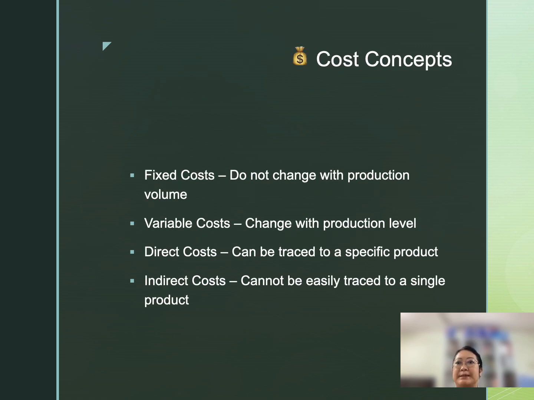Let's begin with some basic cost concepts. Fixed costs are costs that don't change no matter how much you produce, such as rental or insurance. Variable costs, on the other hand, increase or decrease based on the activity volume, such as raw material purchase. Direct costs can be directly traced to products, such as the wood as a material that you need to use to make a table. Indirect costs, such as electricity, are harder to trace to one single product.